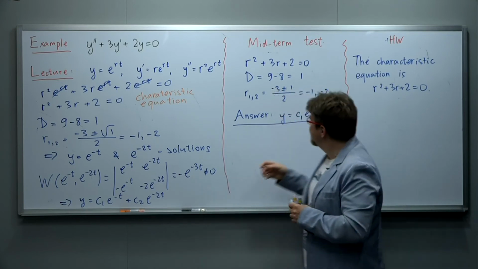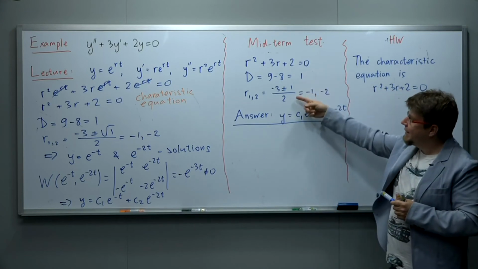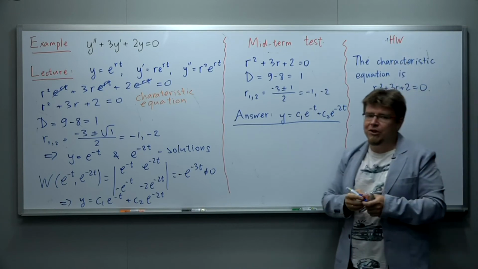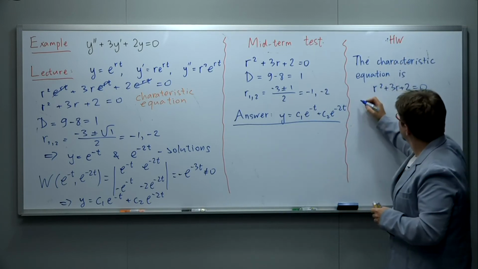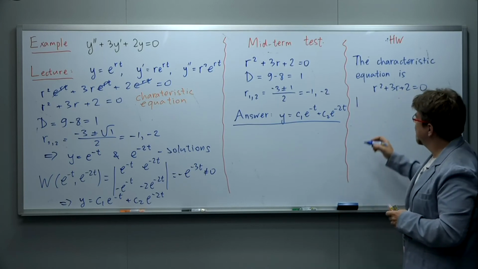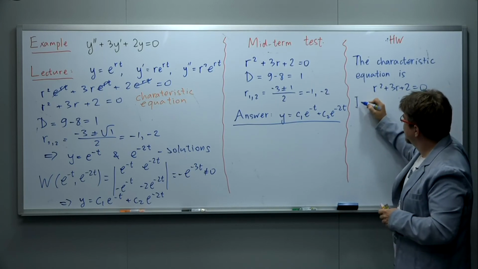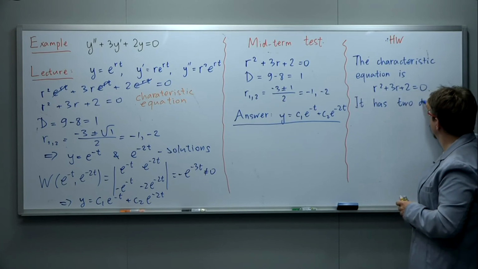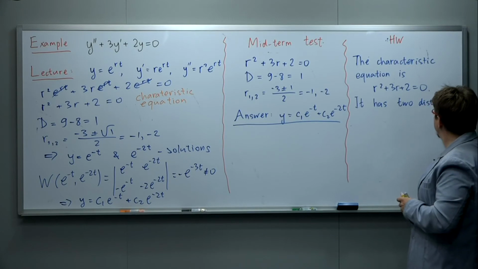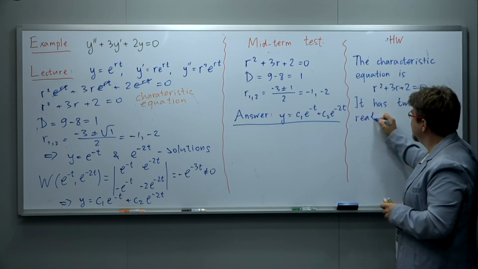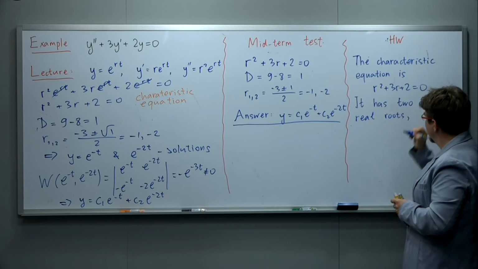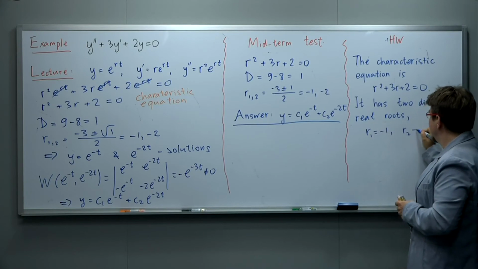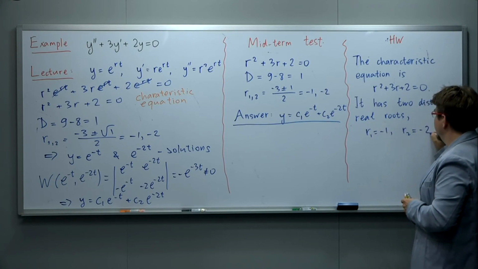Which means you don't have to explicitly write this in the report, in the homework report. So you can just write the answer. So you can have something like this: it has 2 distinct real roots, comma, and then you write the real roots. r1 equals -1 and r2 equals -2.